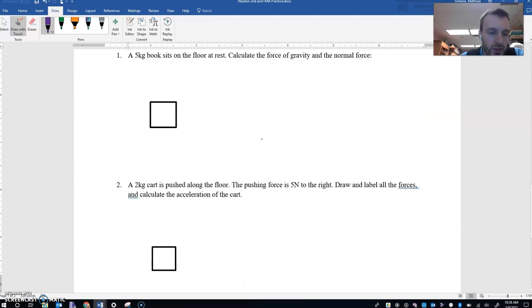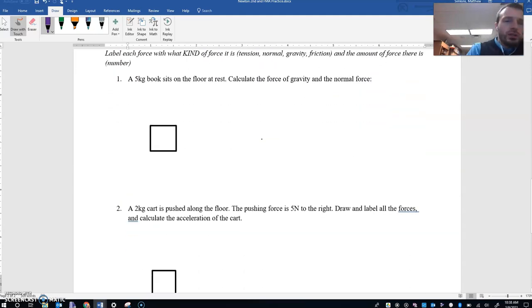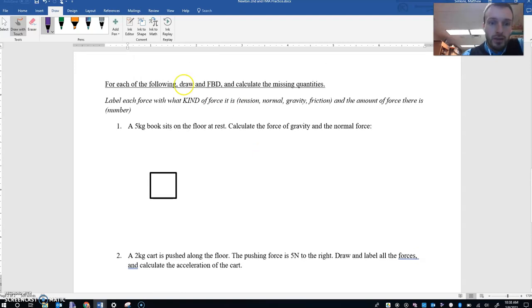The last page is interesting because here I want you to draw. Read the directions. Label each force with what kind of force it is, tension, normal, gravity, friction, and the amount of force there is, a number. If we have a 5-kilogram box sitting on the floor, we're going to have Fg down and we're going to have an Fn up. We can say that because we're at rest, all the forces are balanced. And since the forces are balanced, that helps us do some things.